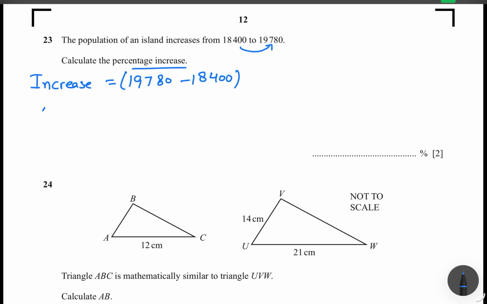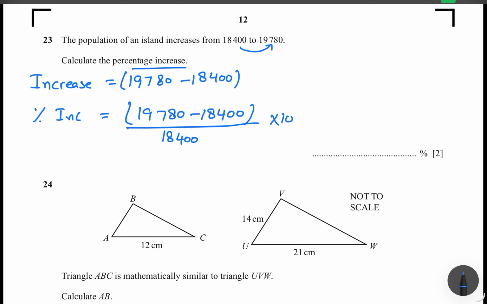So to find the percentage increase, you will take this difference over the initial. So initial was 18,400, then times 100. You just calculate, and I got this as 75%.